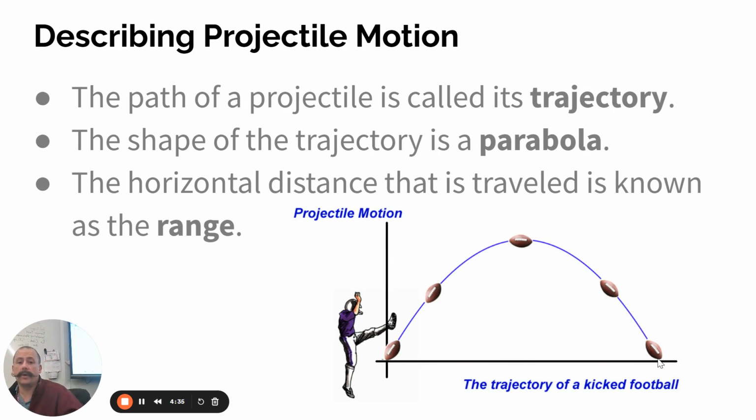But you will need to know those three vocabulary words. Again, the path the projectile follows is known as trajectory. The shape of it is a parabola. And the horizontal distance is known as the range.